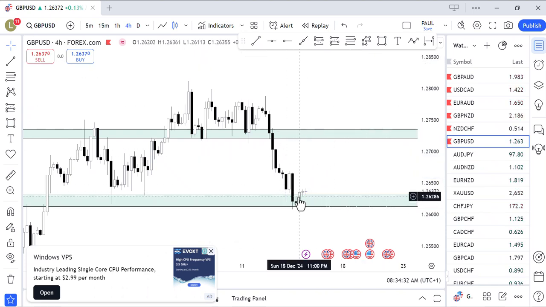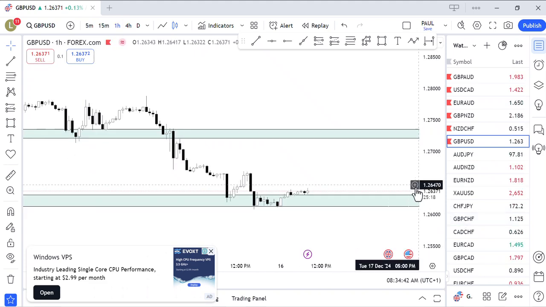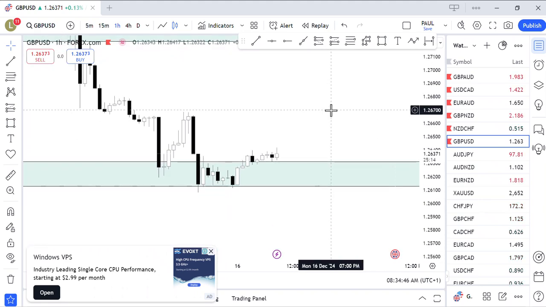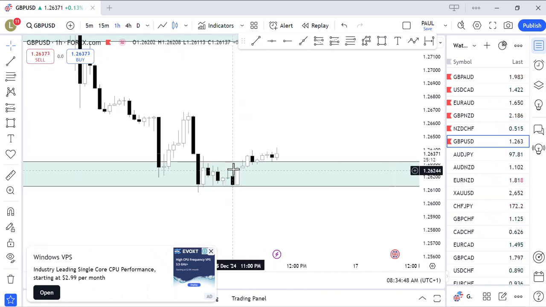So this is a bounce for me, a little bounce. It is enough for me to opt in. But this is on 4 hours. I would like to go and see what happened on 1 hour, 15 minutes, so I can know what to do. On 1 hour, this is good. I would have entered the trade there.